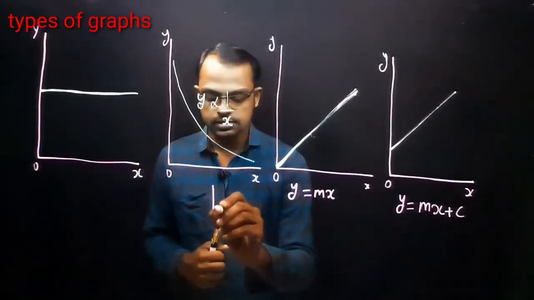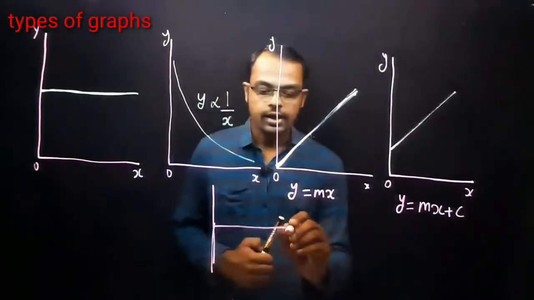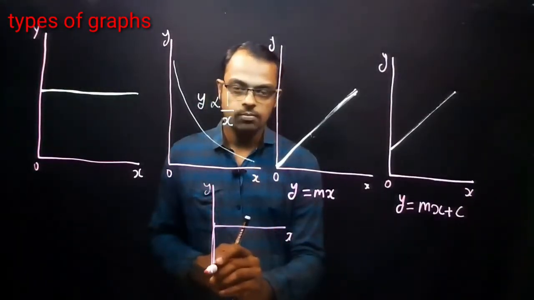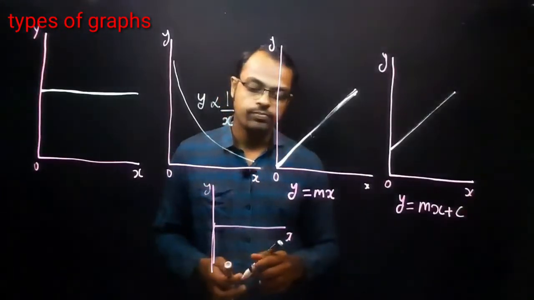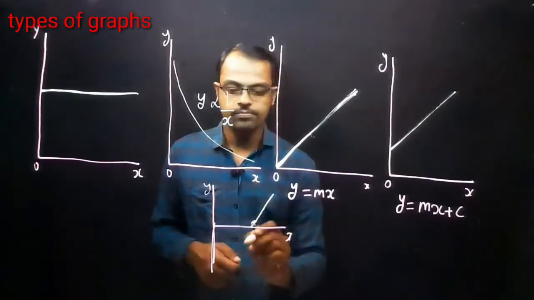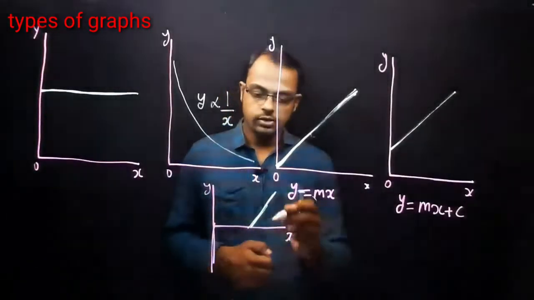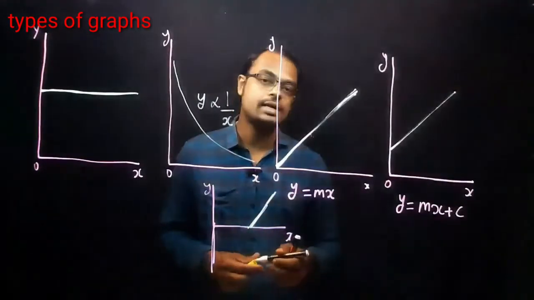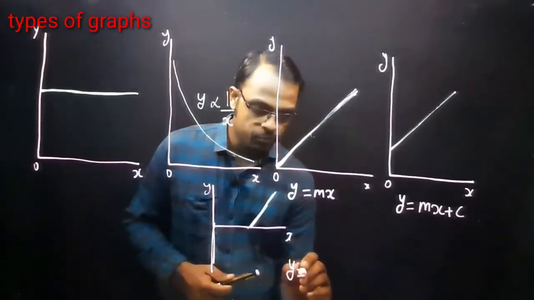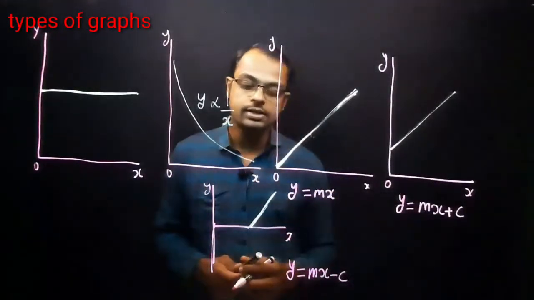Now let me draw one more graph here. Again, this is the x-axis and this is the y-axis, but here this is the positive y-axis and this is the minus y-axis. If I draw a graph like this, you see the graph is a straight line, but it is not starting from the origin, and it's also not starting from the y-axis, but from the x-axis. What is the general equation for this type of graph? We can write y = mx - c.